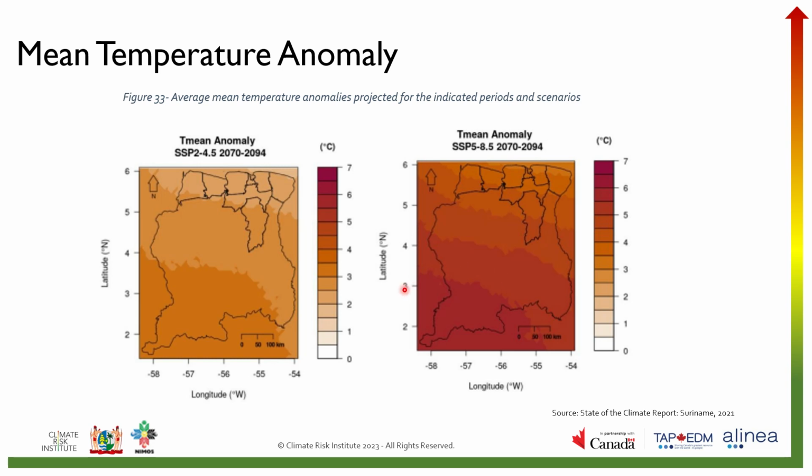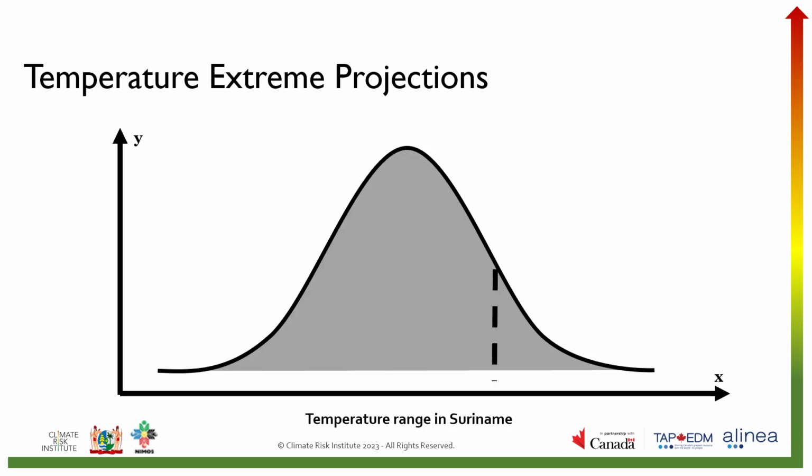We can see the color is really dark brown here. And the mean temperature change could be anywhere between 5 to 7 degrees when we compare the reference period with the future long-term period. That is a really large increase. What about future projections for temperature extremes?